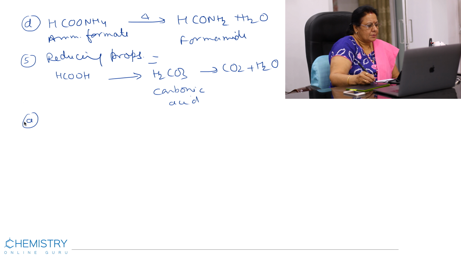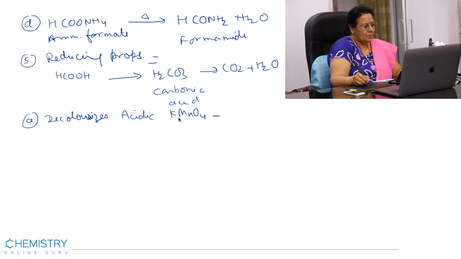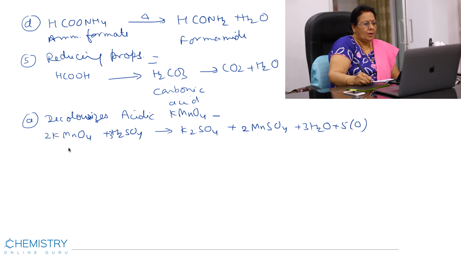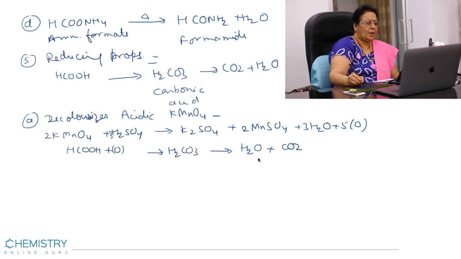One important reducing property is it decolorizes acidic KMnO4, potassium permanganate. KMnO4 plus H2SO4, it gives K2SO4, MnSO4, 3 water and 5 oxygen atoms. Formic acid reacts with this oxygen to give carbonic acid, which decomposes to give H2O and CO2. So it decolorizes the pink color of acidic KMnO4.